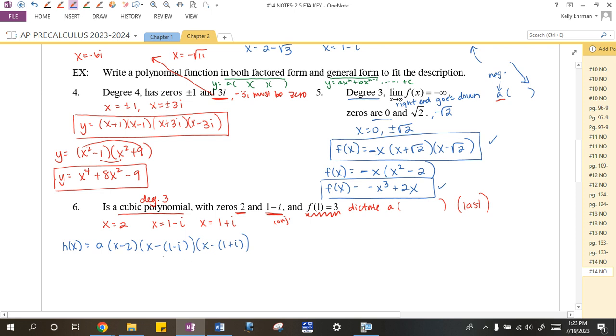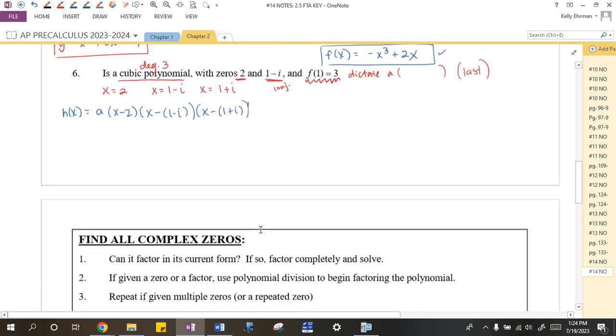Remember, when you set up factors, it's always x minus the factors, so you need parentheses around the binomials. Okay, and then clean those up a little bit. So a times x minus 2. Let's make this x minus 1, distribute the negative, plus i, x minus 1 minus i.